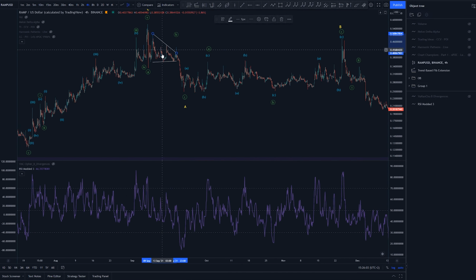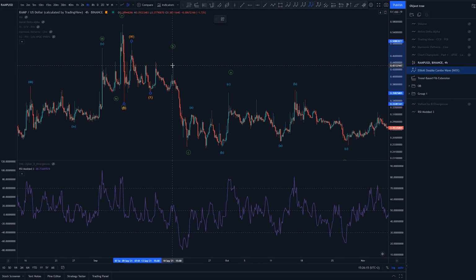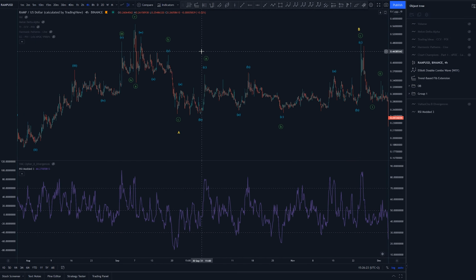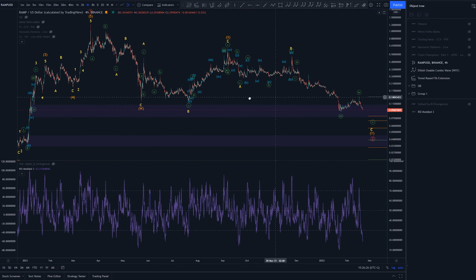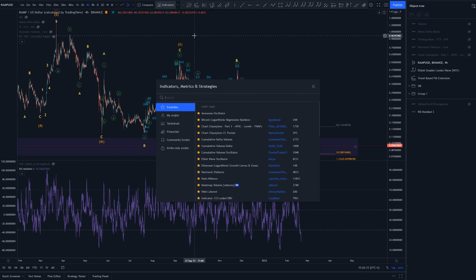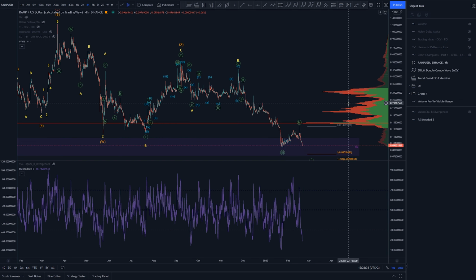I can show you how I think it should be done instead. So ABC up here, then ABC and ABC, and this should be minuette, and there we go. Okay, now that we got that out of the way, actually let's get VP1 profile visible range, so we don't have that here.